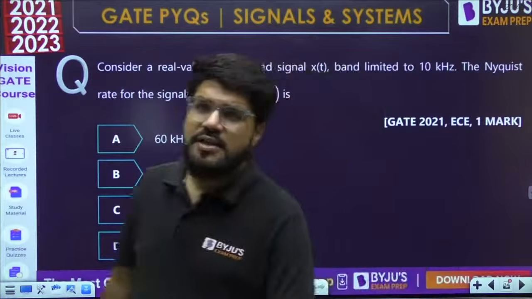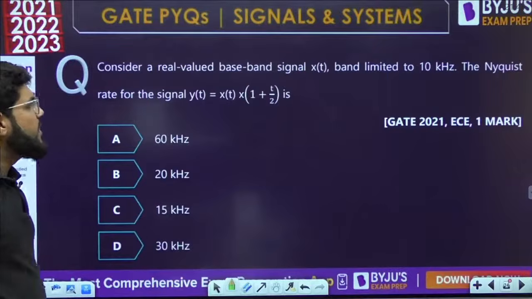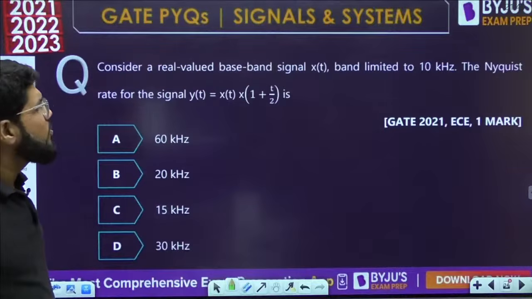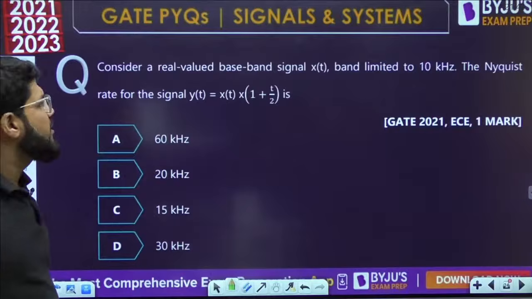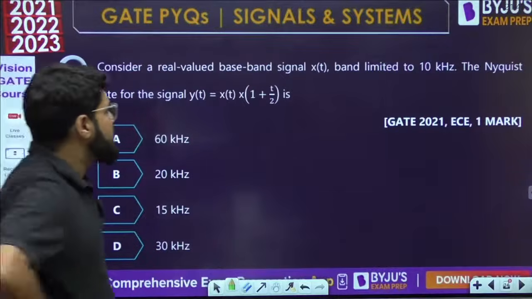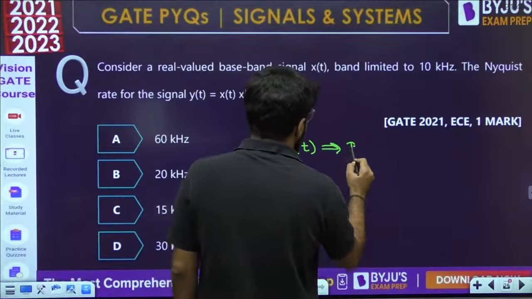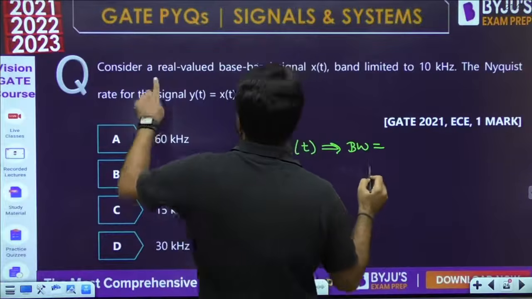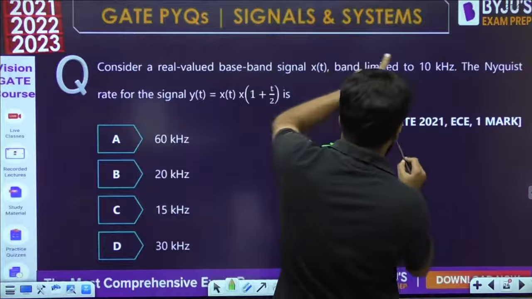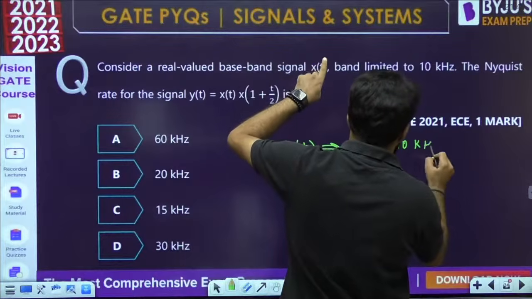Consider a real valued signal. Consider a real valued baseband signal x(t), band limited to 10 kilohertz. What is the Nyquist rate for the signal x(t) into x(1 plus t by 2)? See, what is the bandwidth for the signal x(t)? It is band limited to 10 kilohertz. Okay, that is 10 kilohertz.